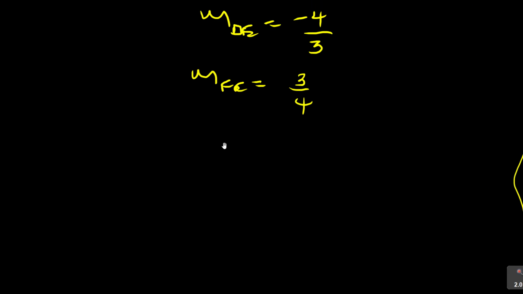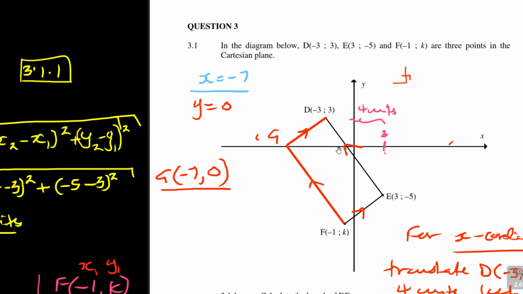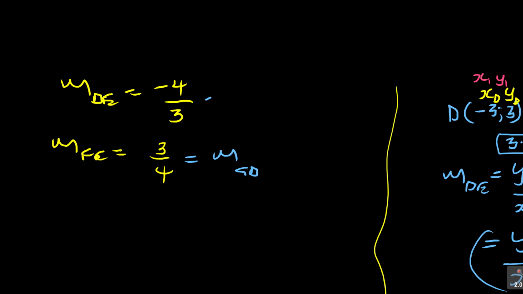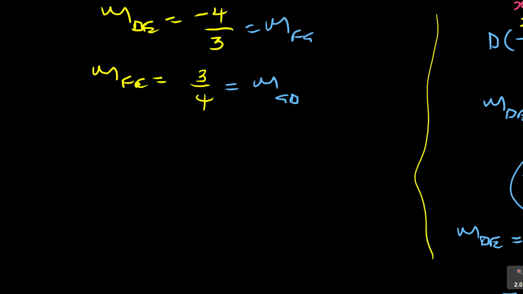So m of FE is equal to m of GD, same gradient. And m of DE, look at the gradient of DE, is equal to the gradient of FG. Same thing about parallel lines. These two lines have the same gradient. So it's m of FG. Are you seeing that? So this is the way to approach that. The only thing now is to find the gradient of FG.